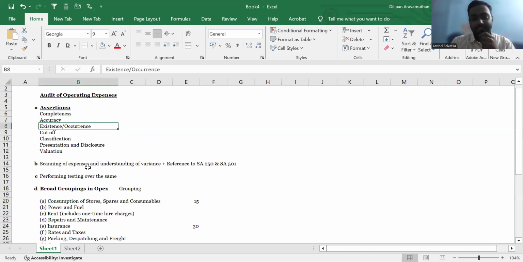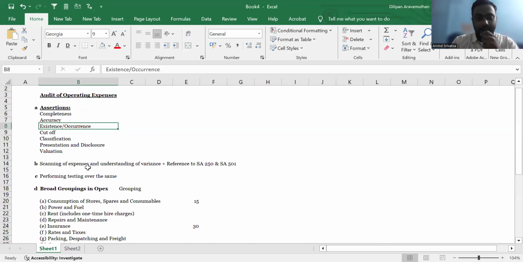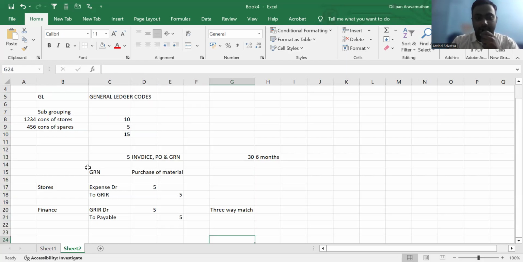Yes. Existence or occurrence, guys. This is again a very important assertion in case of an expense. So what is occurrence? Let us say we were talking about insurance as a service. Let us say the 5 rupees of insurance entry that was passed was for an insurance service that was taken by the management.